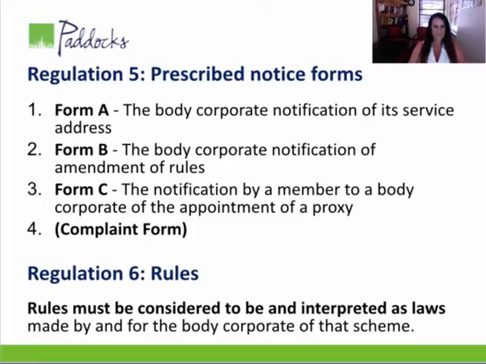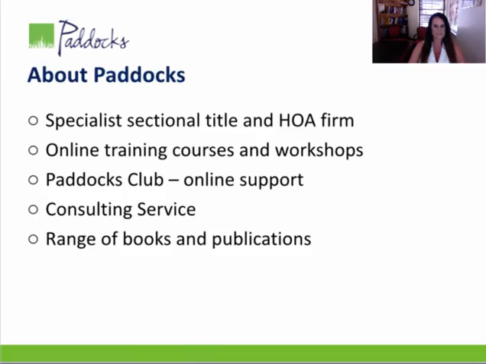Regulation 5 deals with the prescribed notice forms. Form A is the body corporate notification of its service address. Form B is the body corporate notification of amendment of rules. Form C is a notification by a member to a body corporate of the appointment of a proxy. There is also a complaint form to declare a dispute. Regulation 6 deals with the rules and states that rules must be considered to be and interpreted as laws made by and for the body corporate of that scheme.